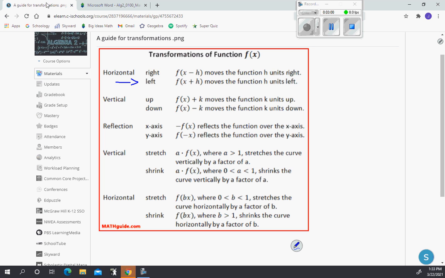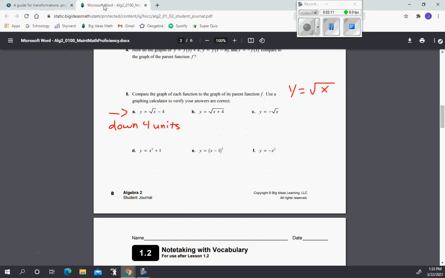I'm going to point it out right now. It's this one right here. It's a horizontal translation to the left, where we have our function in parentheses, the function of the whole thing, x plus h, and it moves it h units to the left. Well, we have x plus 4, so it moves it 4 units left.